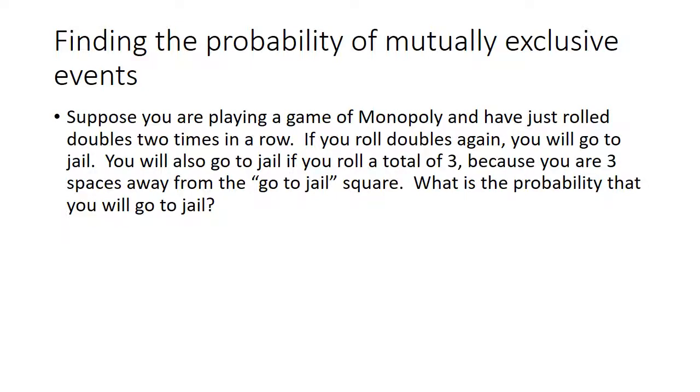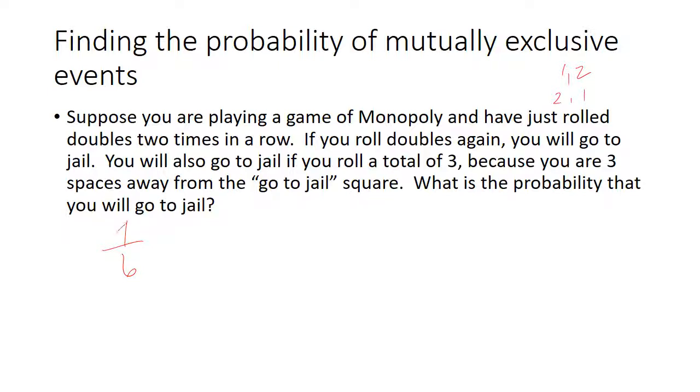So let's say we're playing a game of Monopoly and we've rolled doubles 2 times in a row. If you roll doubles again, you're going to go to jail. If you roll a 3, which wouldn't be a double, you would also go to jail because you're 3 spaces away from the go to jail square. So what's the probability that you will end up going to jail? So remember, our probability of rolling doubles was a 1 in 6, right? And our probability of rolling a 3 would be if you had a 1-2 or a 2-1. Okay, so you got 2 chances there to roll a 3.